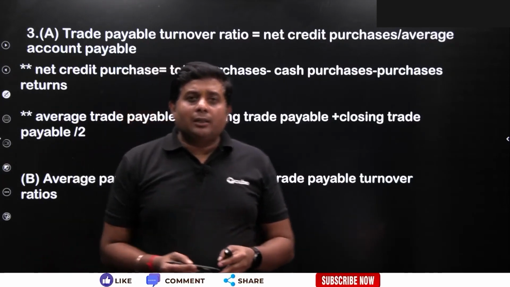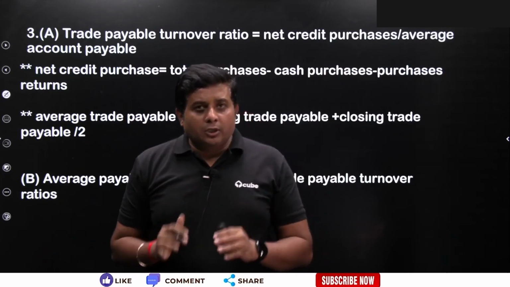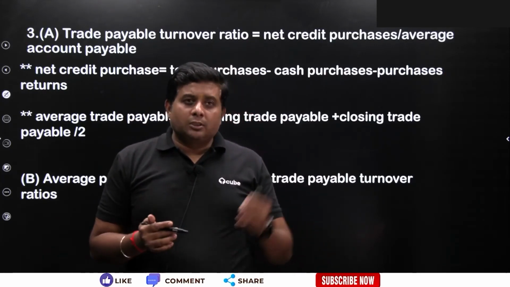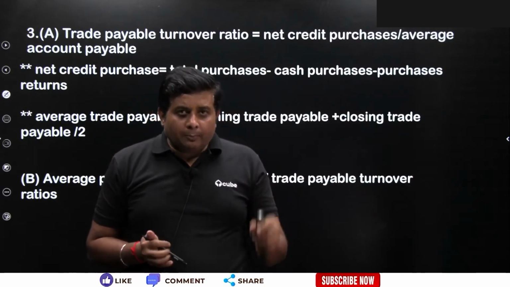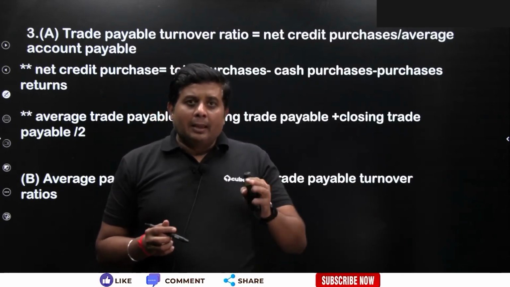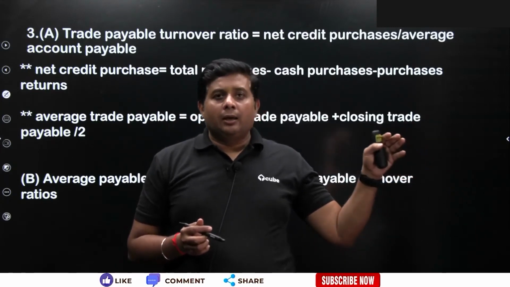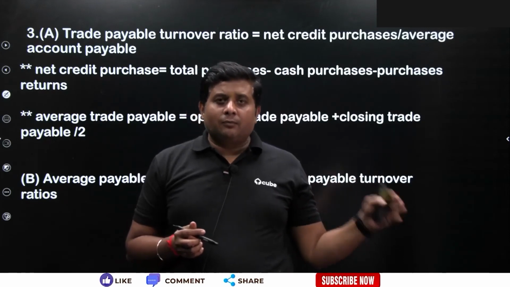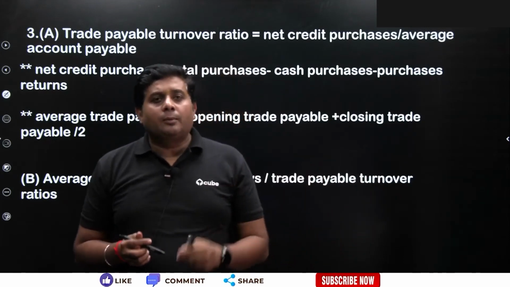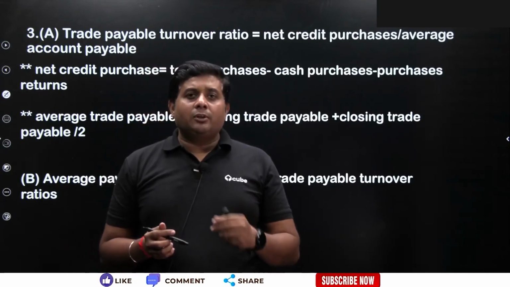Now how can you calculate the net credit purchases? It's really simple. When I am talking about purchases, it is the total purchases, which include cash purchases as well as credit purchases. So total purchases minus cash purchases minus purchases return. The other name of purchase return is returns outward. If you subtract it from the total purchases, then you will come to know the net credit purchases. And it is divided by average trade payable.